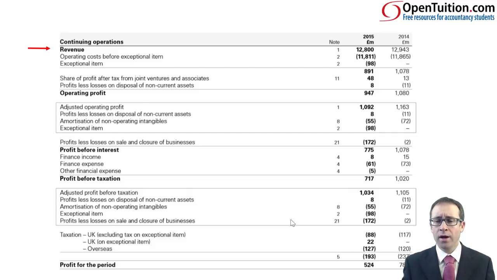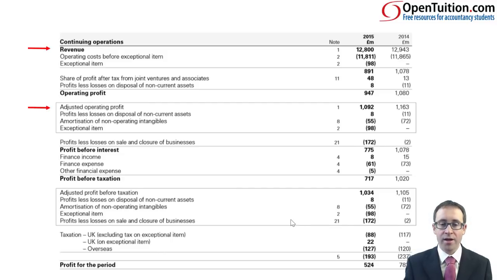So £12.8 billion worth of revenue, isn't it? That they are making. Okay, the revenue has gone down ever so slightly, but we'll be able to investigate that, wouldn't we, if we like, through the operating segment disclosure.